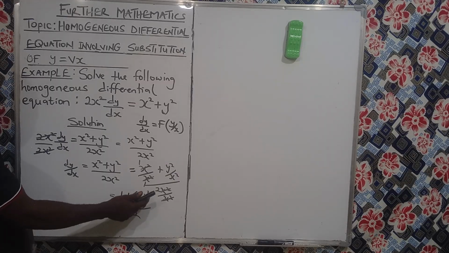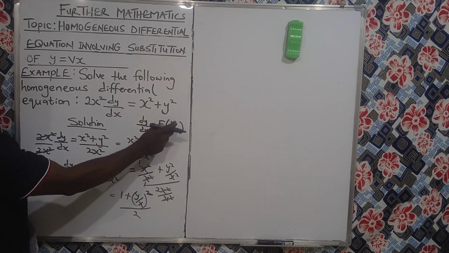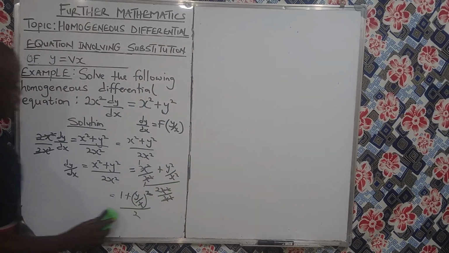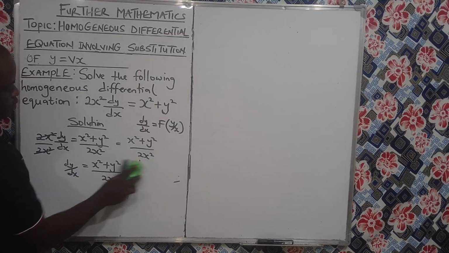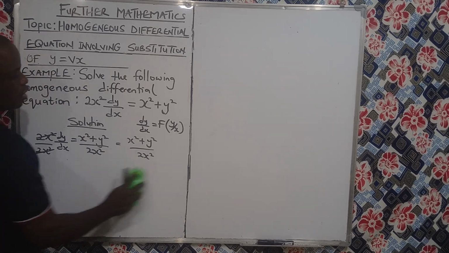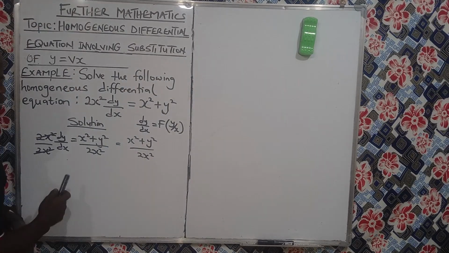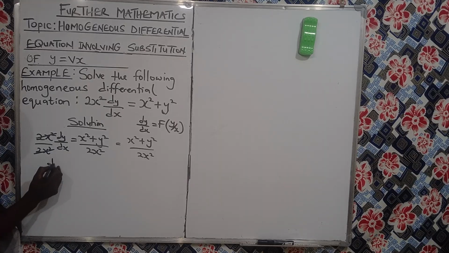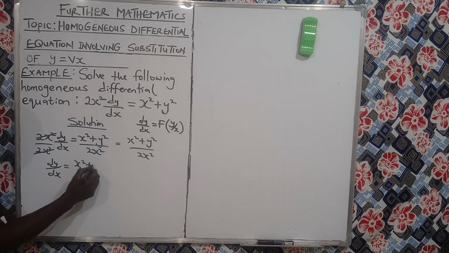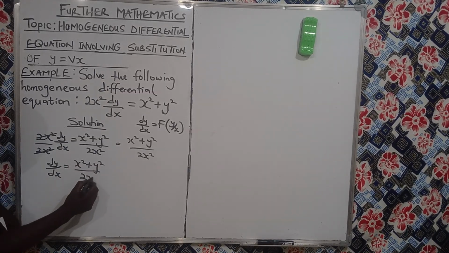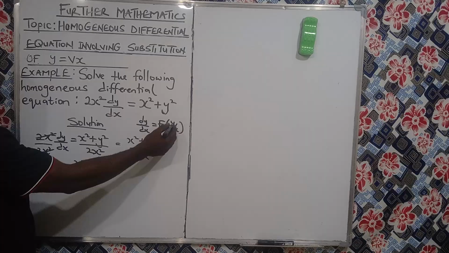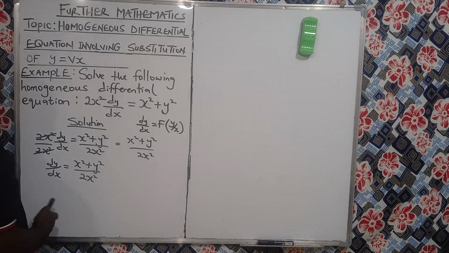y over x is of the form of a function of y over x as you have here. It confirms it to be a homogeneous differential equation. Now, from what you have here, after dividing, you have dy over dx equals x squared plus y squared over 2x squared. You have seen it as a homogeneous differential equation because of the form of y over x when we divide both sides by x squared.